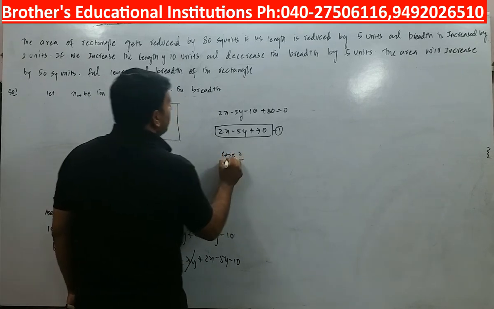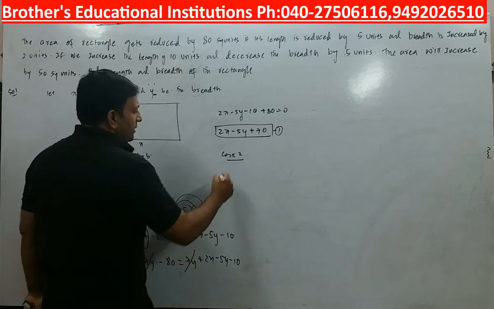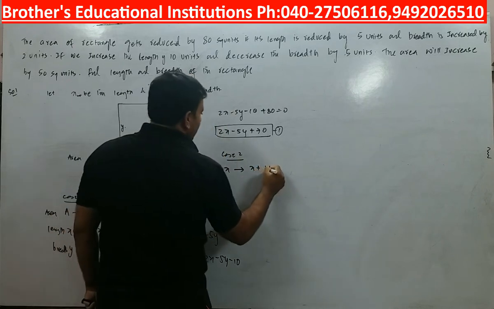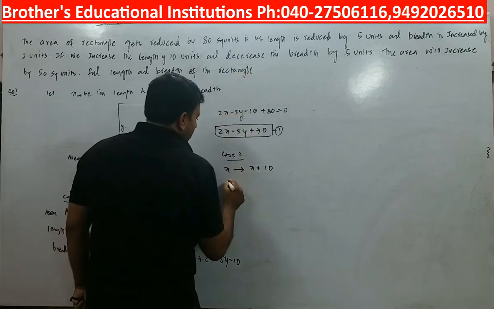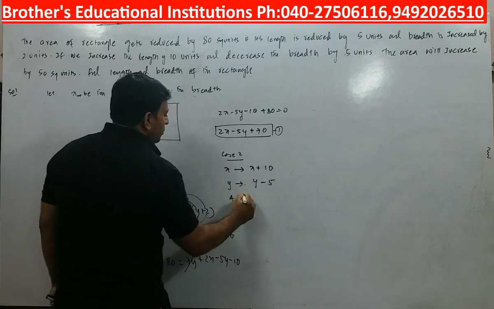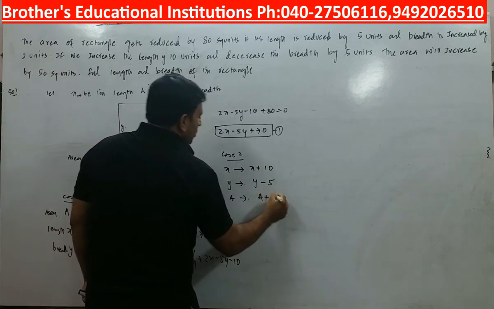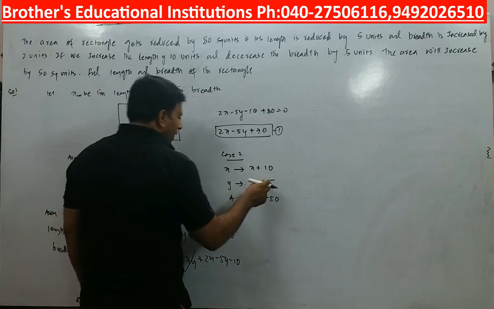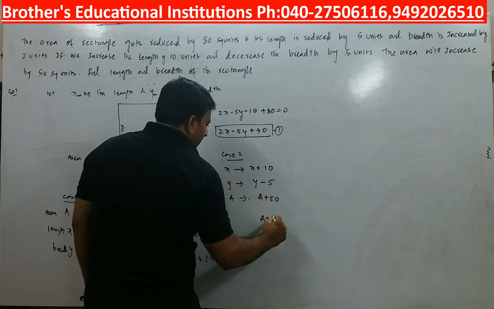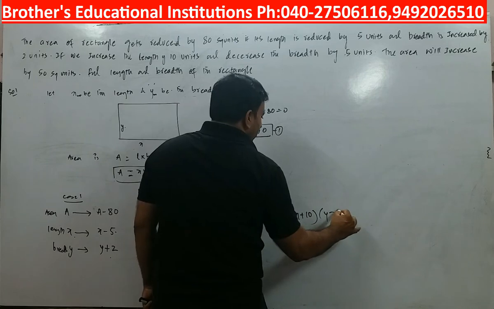Case 2. What is happening? If we increase length by 10 units, length x is becoming x plus 10, and decrease the breadth. What is breadth? y. y is becoming what? y minus 5. Then what happens to the area? Area increases by 50 units. Area is becoming A plus 50. So these are the new dimensions, new length, new breadth and new area. Again, what is the relationship between area and length and breadth? We know that A plus 50 is equal to length x plus 10 into breadth y minus 5.